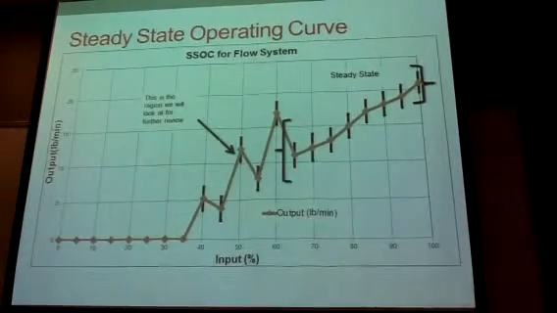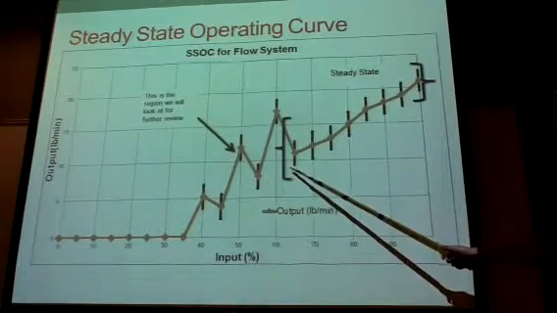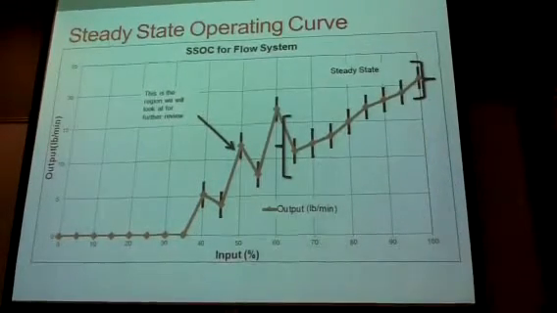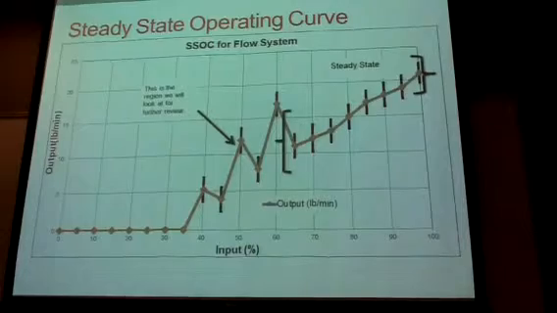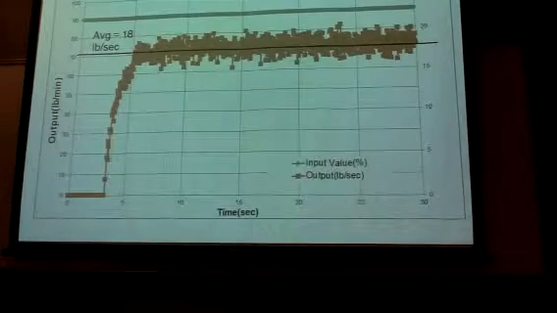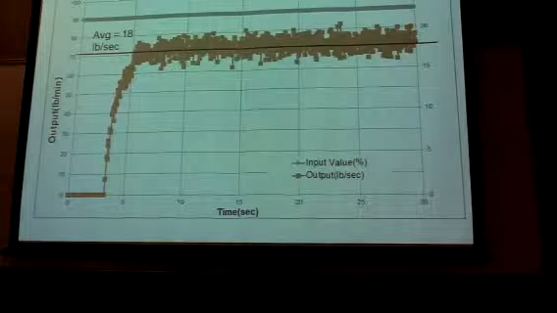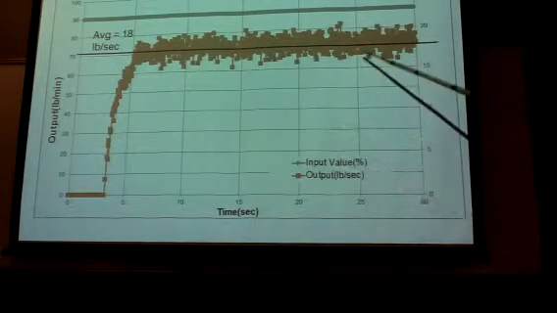My steady state operating curve goes from probably about 70 to 100, but we did it from 55 to 100, just to divide it up accordingly. Here's steady state response example for 90% input for flow versus time. The average is 18 pounds per second.